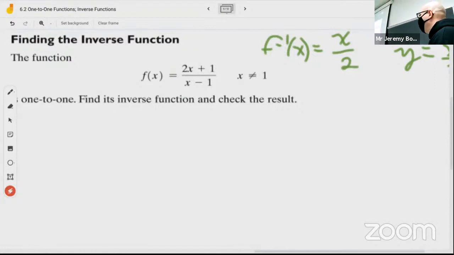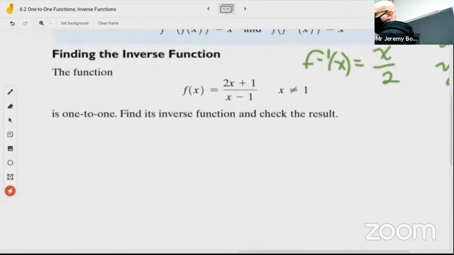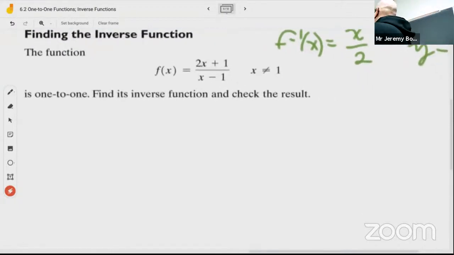Anytime you give a function, you give the domain too. But it is 1-to-1. I'm gonna take their word for it. They say it right here that it is 1-to-1. We could test it if we wanted to, but let's just assume that it is right now. And so what we want to do is we want to find the inverse.